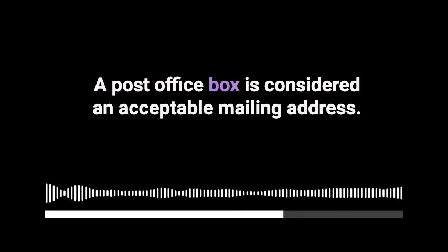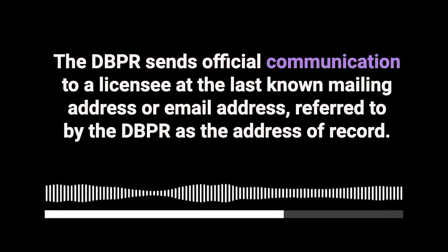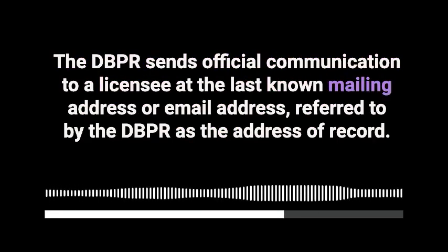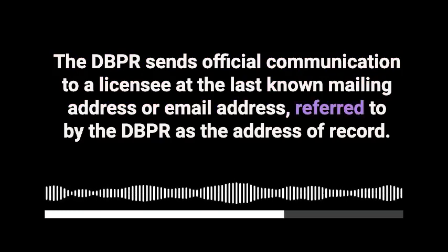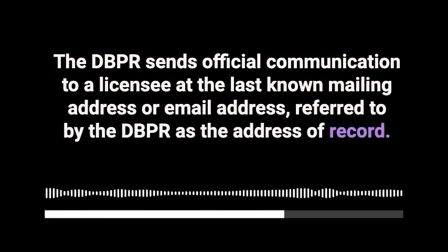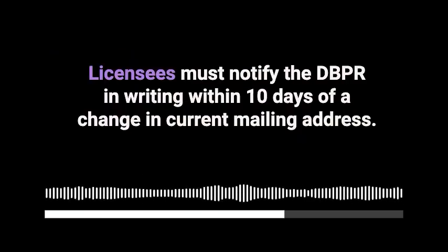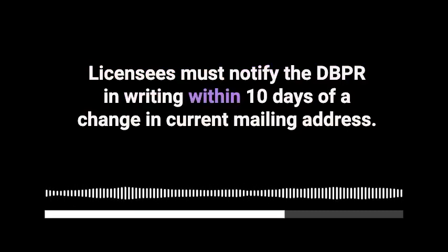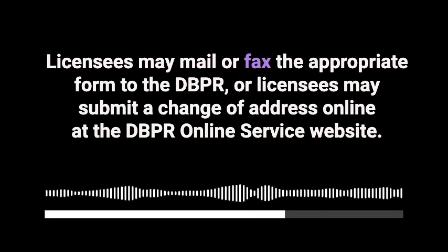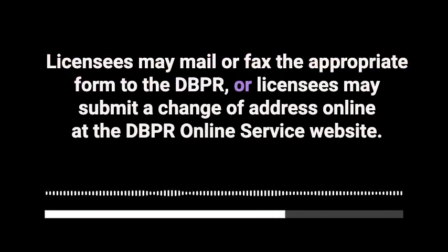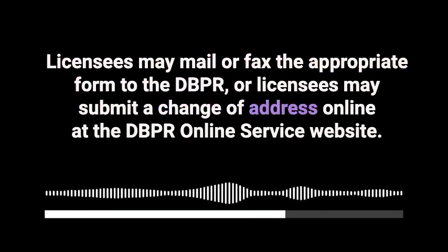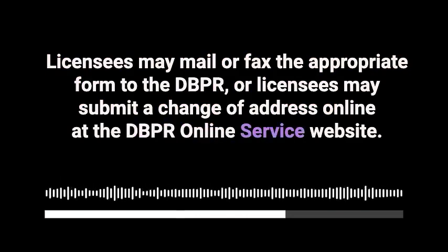A post office box is considered an acceptable mailing address. The DBPR sends official communication to a licensee at the last known mailing address or email address, referred to by the DBPR as the address of record. Change of address. Licensees must notify the DBPR in writing within 10 days of a change in current mailing address. Licensees may mail or fax the appropriate form to the DBPR, or licensees may submit a change of address online at the DBPR online service website.